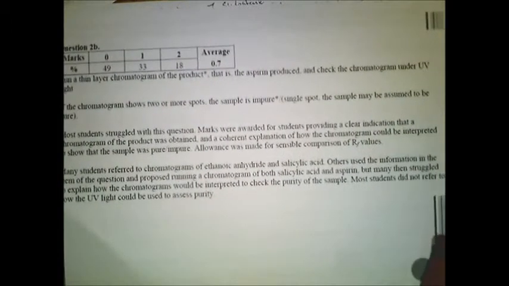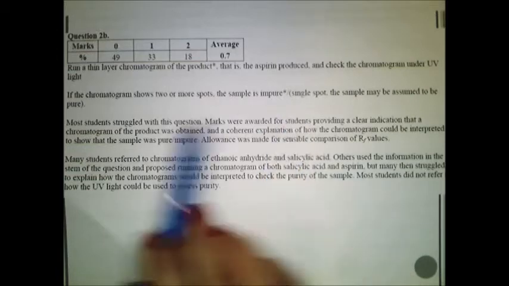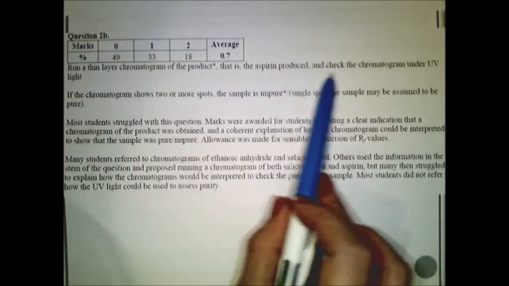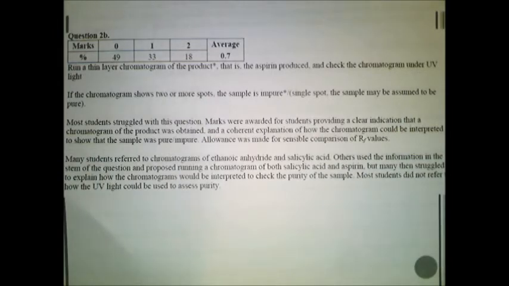So the answers basically only 18% of the state got 2 marks for this question, and they've said basically run a thin layer chromatogram, okay, and check the chromatogram under UV light. If the chromatogram shows 2 or more spots, the sample is impure, okay, and a single spot means that the sample is most likely pure. Okay, so just have a read of this as well.